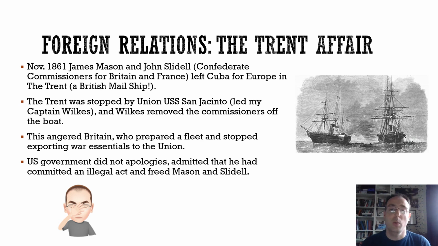So in November '61, the Confederates are sending two commissioners over, one to Britain, one to France. They leave from Cuba for Europe. They're on a British mail ship, the Trent. The Trent is stopped by a US ship led by Captain Wilkes. Captain Wilkes takes these commissioners, Mason and Slidell, off the boat and essentially holds them.